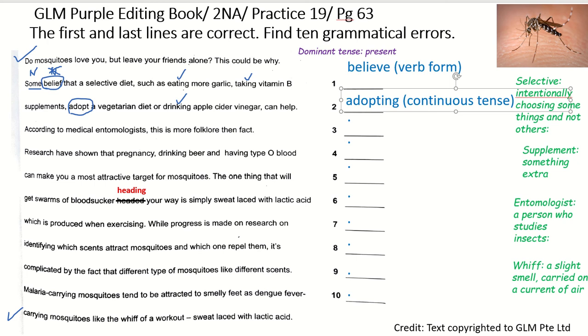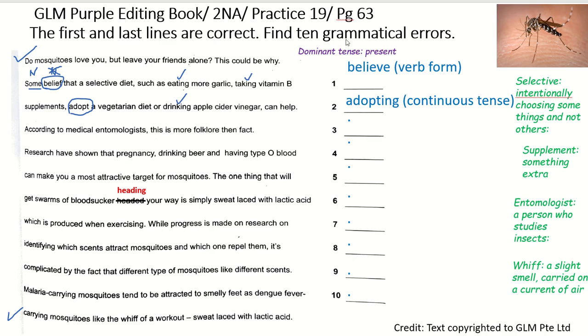Selective. What does selective mean? Selective means intentionally choosing some things and not others. Okay, let's continue. According to medical entomologists. So what is an entomologist? An entomologist is a person who studies insects. Okay. Oh, before that, I forgot to say what supplements are. Supplement means something extra. So taking vitamin B supplements means taking extra vitamin pills. Okay. This is more folklore than fact. Okay, so it's a myth. Okay.